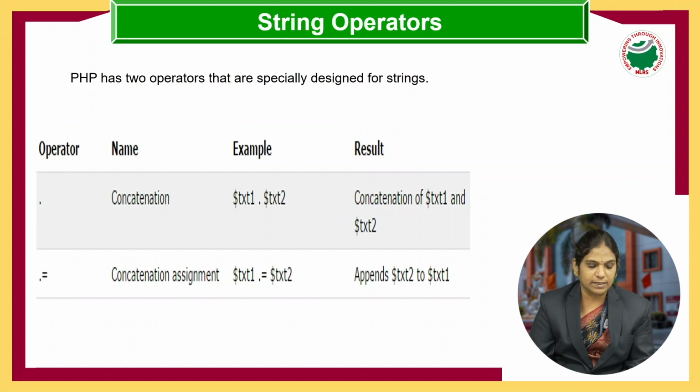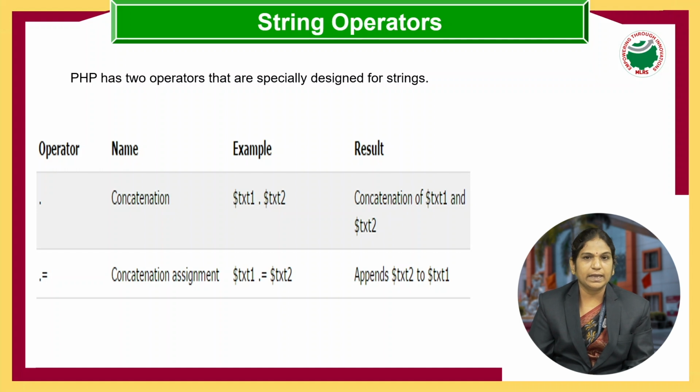And string operators, that is concatenation and concatenation assignment. Concatenation means joining of two strings, and the operator is dot. $text1 dot $text2: the values of $text1 and $text2 are going to be joined together. For example, $text1 equal to hello and $text2 equal to Mlritm. If I write echo $text1 dot $text2, then it is going to give the output as hello Mlritm.